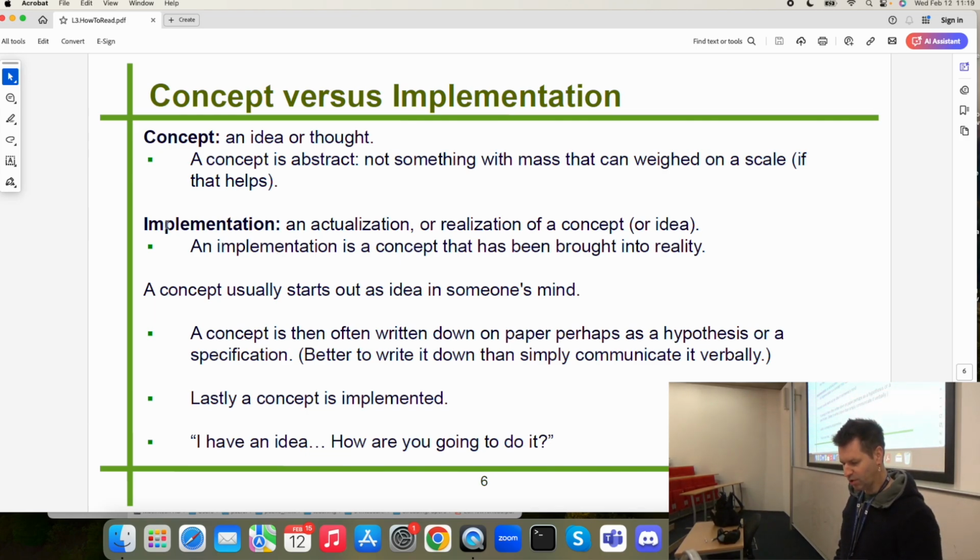A concept usually starts out as an idea in someone's mind. This is the transformation from concept into implementation. A concept is then often written down on paper, perhaps as a hypothesis or a specification. And then a concept is implemented. So you can think of it in natural language as, I have an idea as the concept, and how are you going to do it is the implementation of that idea in natural language.